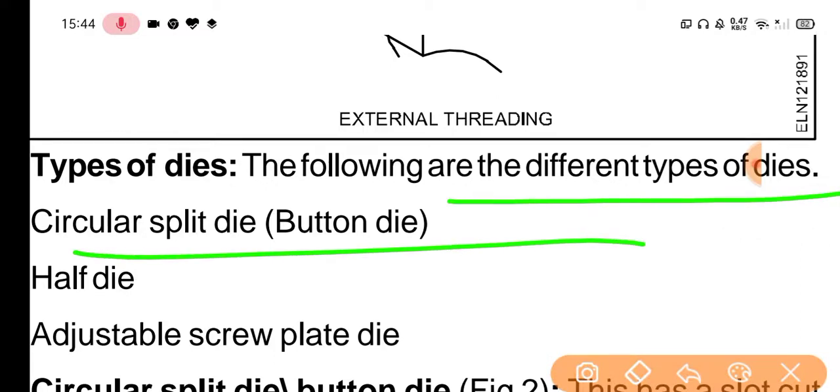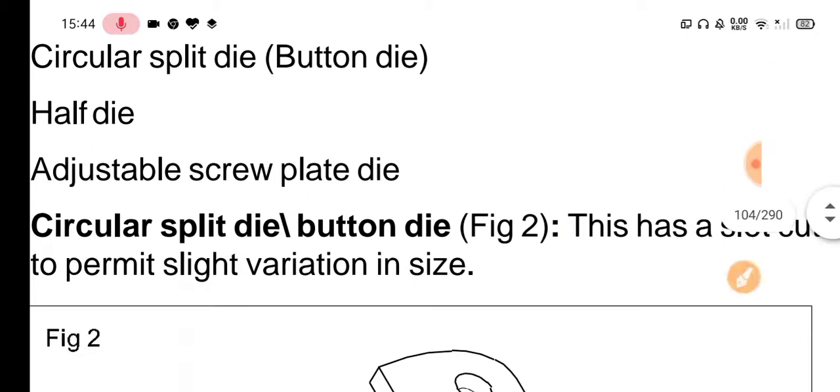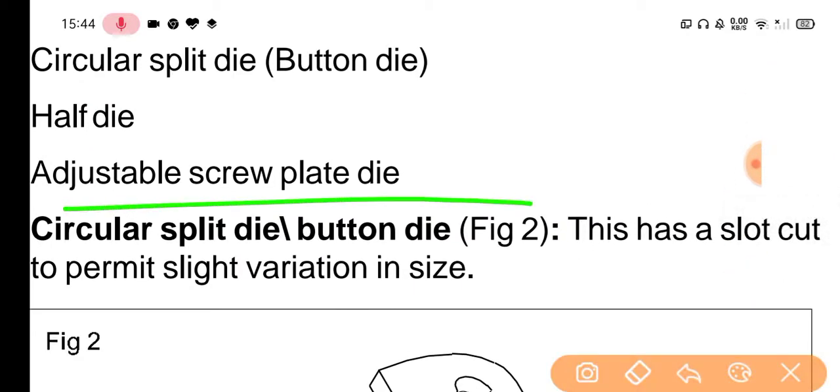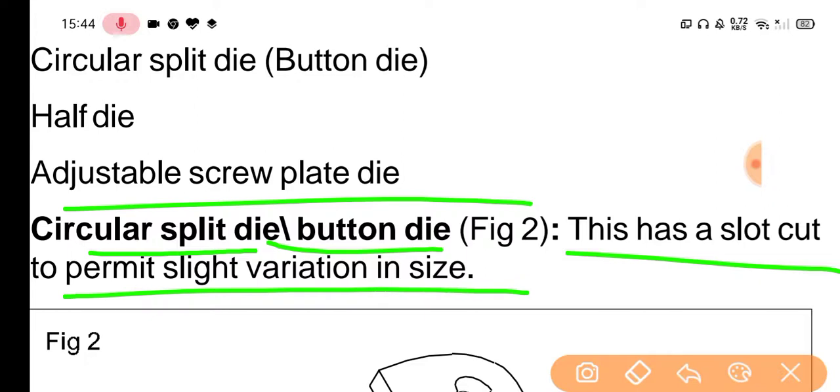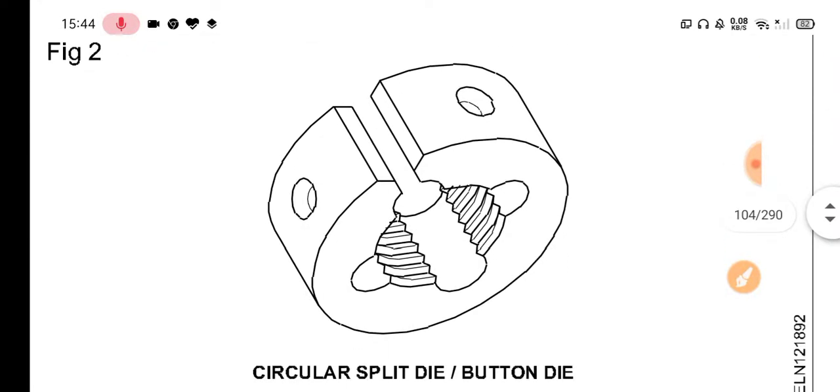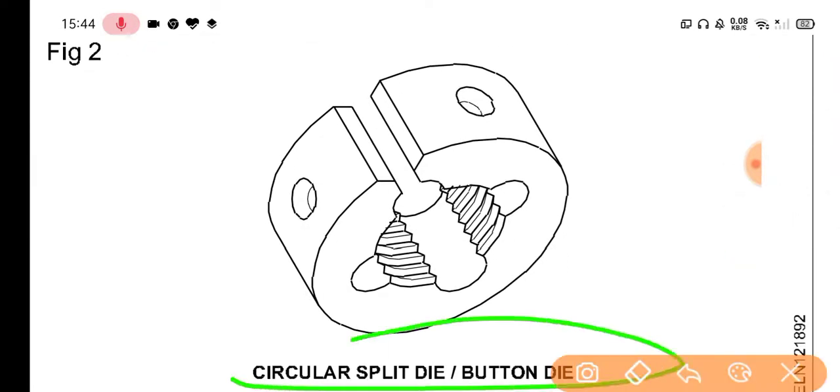The circular split die or button die, half die, adjustable screw plate die, pitch plate die. The circular split die, that is, the button die, has a slot cut to permit slight variation in size. Given in picture 2, the circular split die or button die.